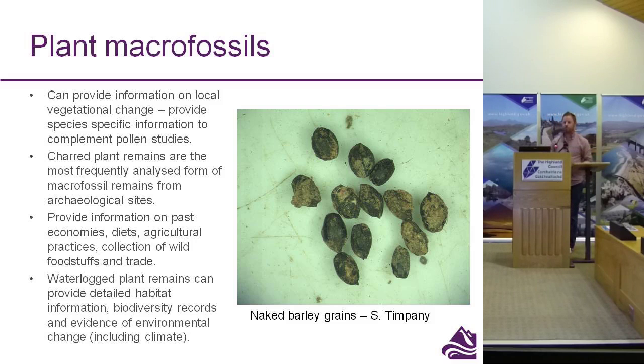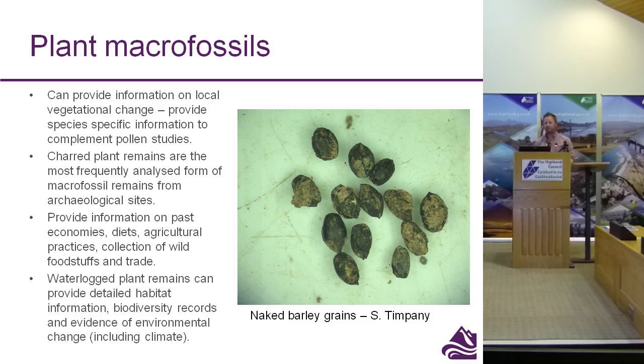Plant macrofossils, probably the most common thing. Perhaps not the most common. The most common is probably coming up in a second. But charred plant remains from archaeological sites. So this is where we get the information of, what crops were people growing in the past? How does that change over time? How does that change between different places?